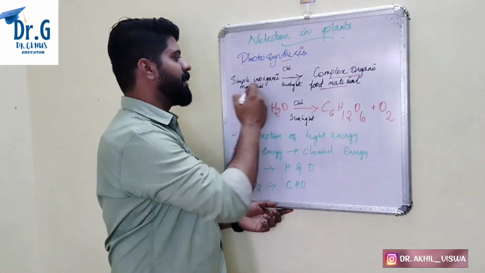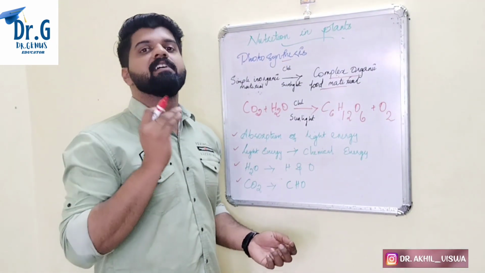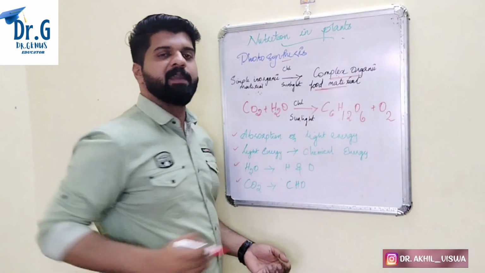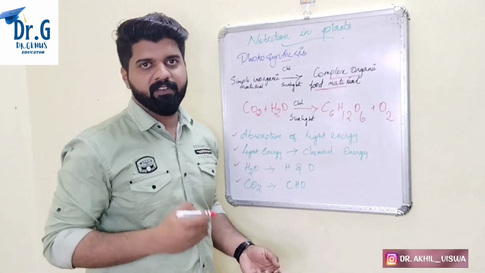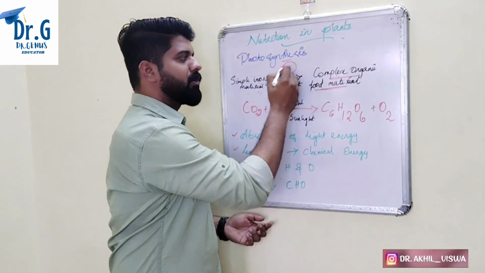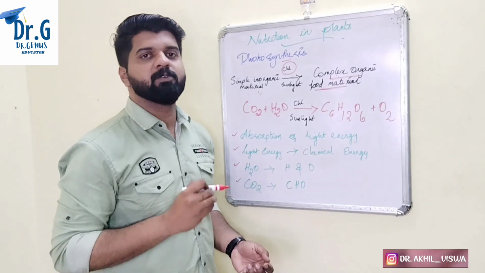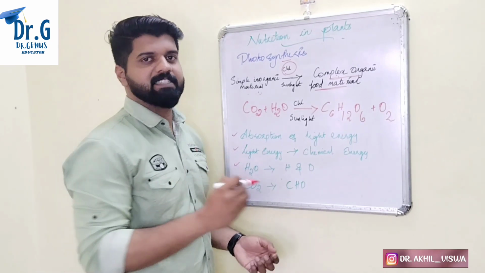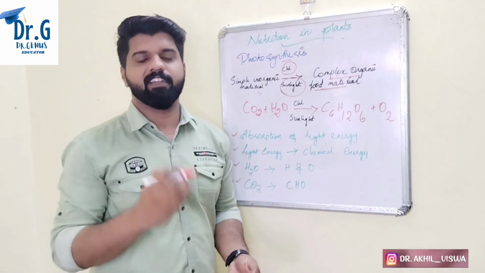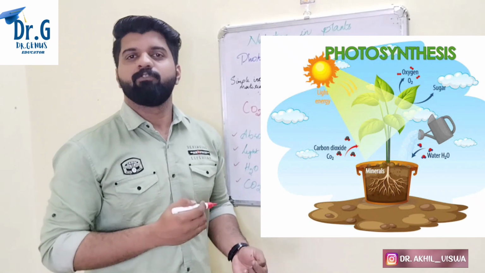So what are the simple inorganic materials? All the things that are utilized for nutrition. They are converted into complex organic food materials, for example glucose, carbohydrates, lipids, etc., with the help of chlorophyll. Chlorophyll is the green pigment which is utilized for photosynthesis, and also with the help of sunlight and carbon dioxide. So sunlight and carbon dioxide are the external sources which help in photosynthesis.